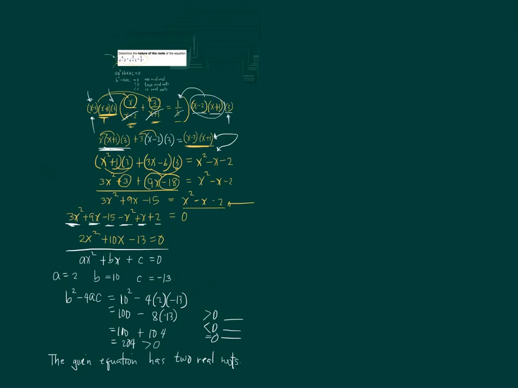Okay, so don't forget the nature of roots depending on the resulting number. When it's greater than 0, it should be 2 real roots, less than 0, no real roots, equal to 0, 1 real root, which is basically 2 real roots but are the same.